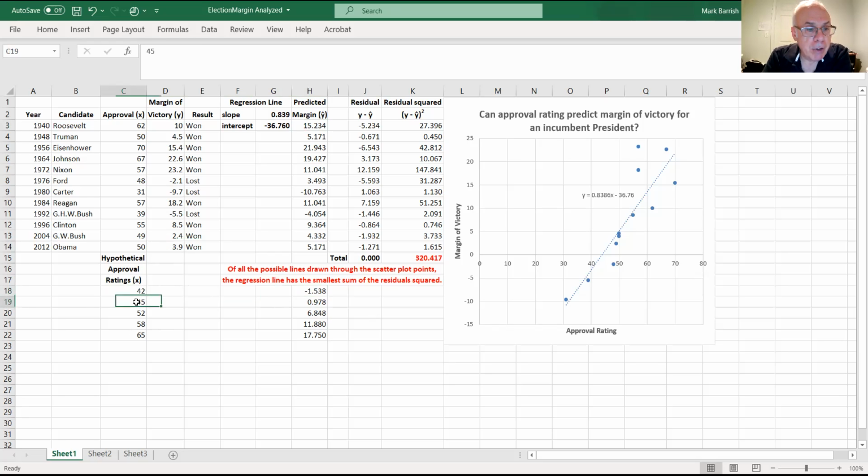If the incumbent president had an approval rating of 45%, we would predict a narrow victory, a little bit less than 1%. 52% also would be a victory, a bigger victory. If they had a 58% approval rating, even a much bigger victory, and 65, of course, much bigger than that. All right. So this is a way of making predictions using the line of best fit, and that's the purpose of it.